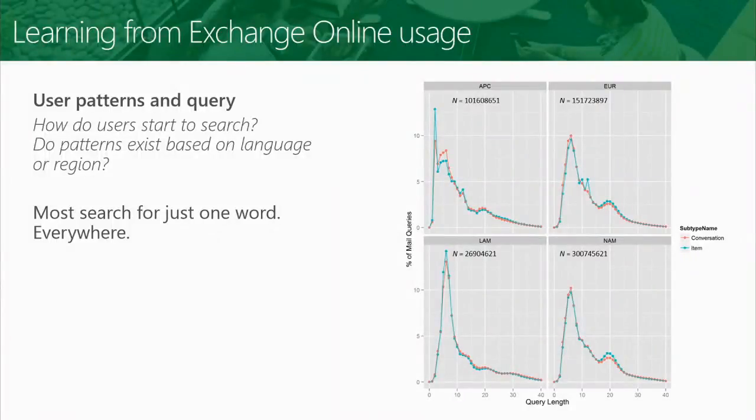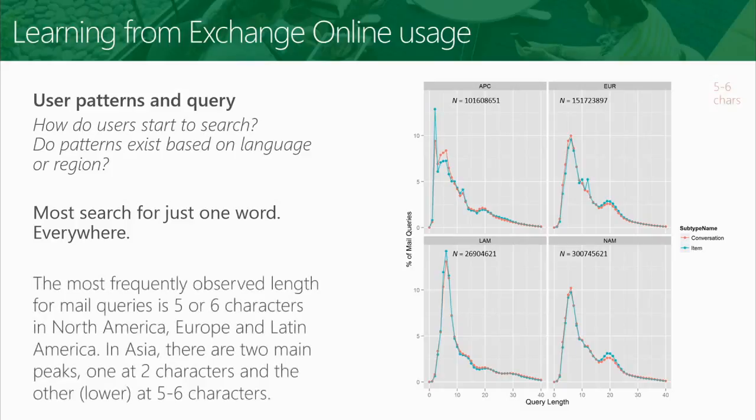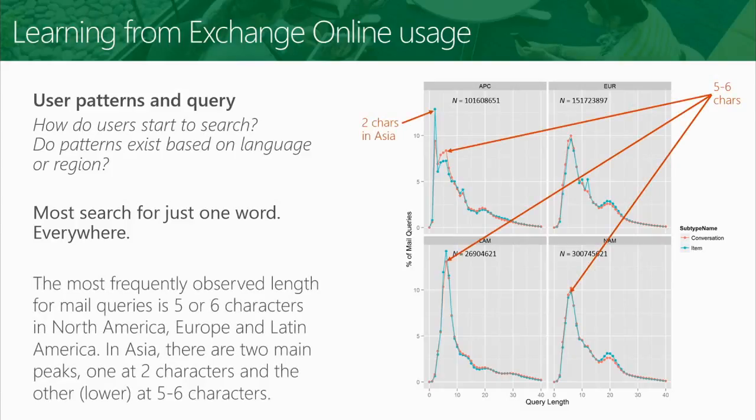Well, it turns out they kind of are. We analyzed somewhere close to 600 million queries over the course of a year and found that most people search for just one word. And just about everywhere. The way to read this is we see people do searches just about everywhere, start with 5 or 6 characters and hit enter. One regional difference that we see is in Asia, people speak in languages that have more symbols in them. People are doing 1 or 2 character searches.